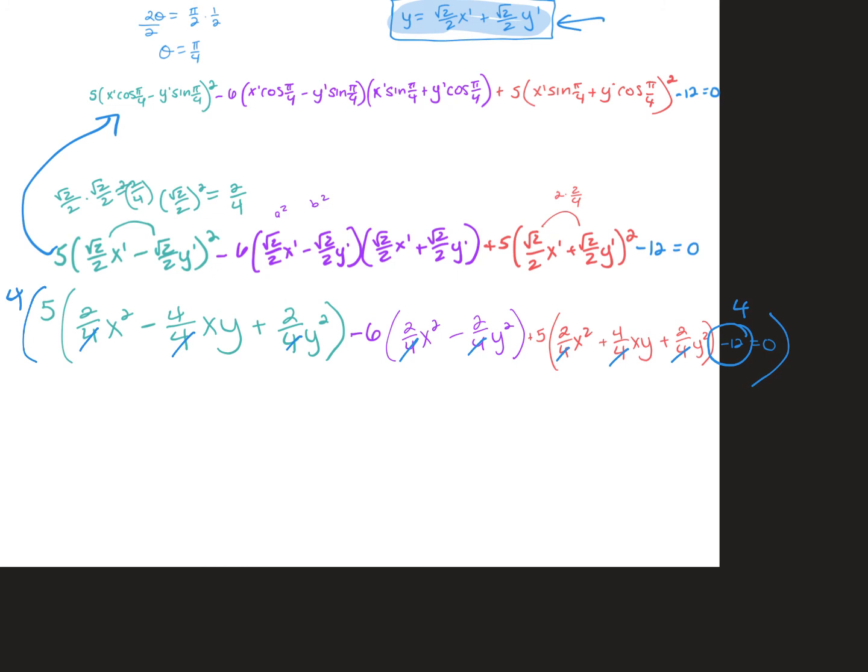Because no matter what point on your unit circle, your denominators are both always 2. So whether it's root 3 over 2 and 1/2, root 2 over 2 and root 2 over 2, or 1/2 and root 3 over 2, the products are always going to be 4 on the bottom.